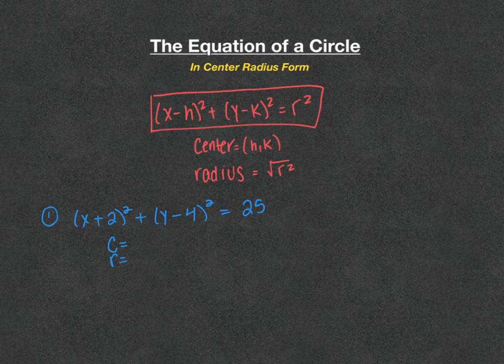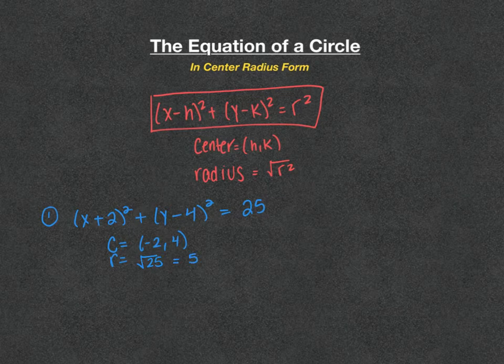The center can be found by negating the values that are inside these parentheses. Notice up here, it's a negative h in the formula, but when I find the center, it's positive h. Negative k, then positive k. So all that means is we're switching the signs. If this is a positive 2, when we put it into the center, it's going to be a negative 2. And over here, my value in the equation is negative 4, so my value for the center will be positive 4. Then my radius will be found by taking the square root of whatever is on the outside. So the square root of 25 is in fact 5.